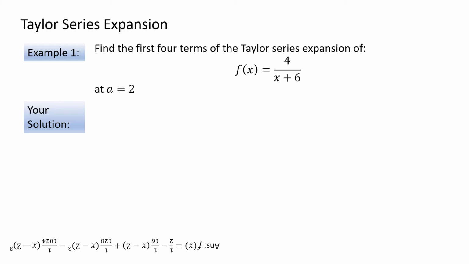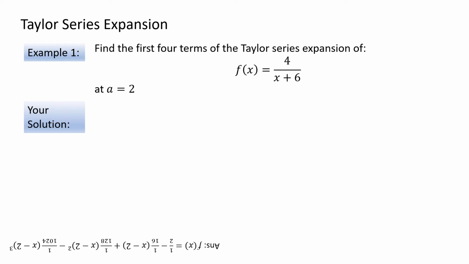So we're going to jump right into examples. I've shown you what the Taylor series is. We've learned how to derive that overall series when we talked about the Maclaurin series. Now I'm going to show you a couple of examples. Find the first 4 terms of the Taylor series expansion of f of x equals 4 divided by x plus 6 at a equals 2.